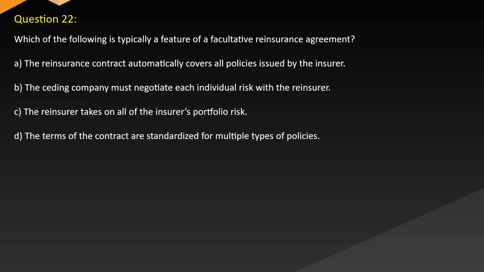Question 22. Which of the following is typically a feature of a facultative reinsurance agreement? A. The reinsurance contract automatically covers all policies issued by the insurer. B. The ceding company must negotiate each individual risk with the reinsurer. C. The reinsurer takes on all of the insurer's portfolio risk. D. The terms of the contract are standardized for multiple types of policies.